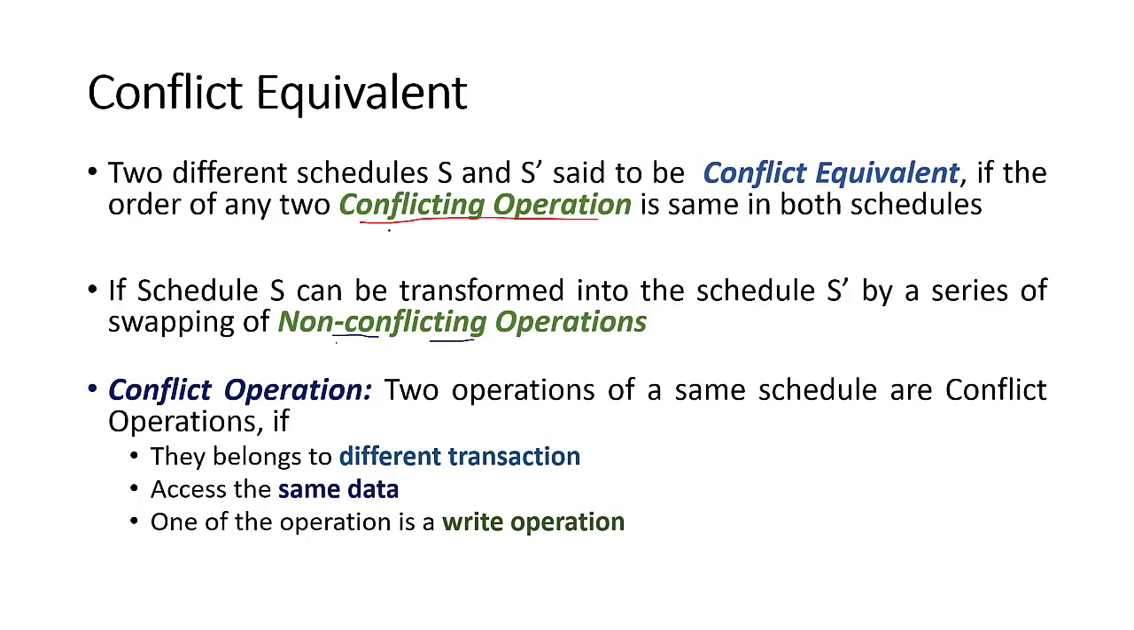We have learned that there are two things we need to consider. One is the conflicting operation and another one is the non-conflicting operation. Two operations of the same schedule are conflicting operations if they are from different transactions, they work on the same data or access the same data, and one of them is a write operation. All of the three conditions need to be satisfied for being a conflicting operation. So, using some examples, we are going to explain the conflicting operation.